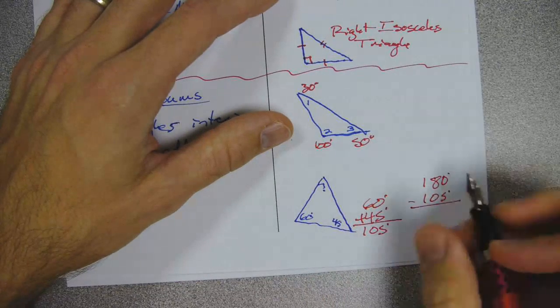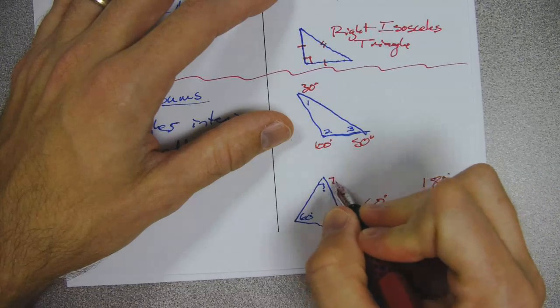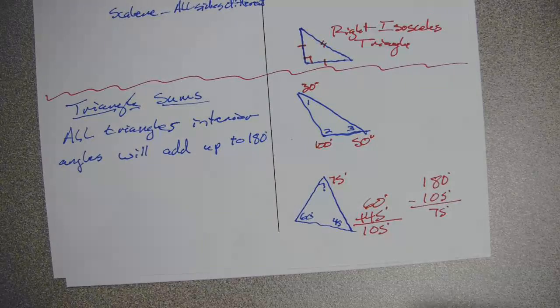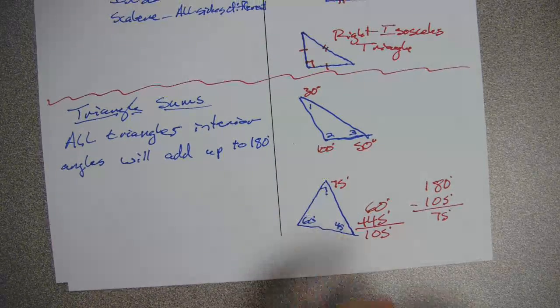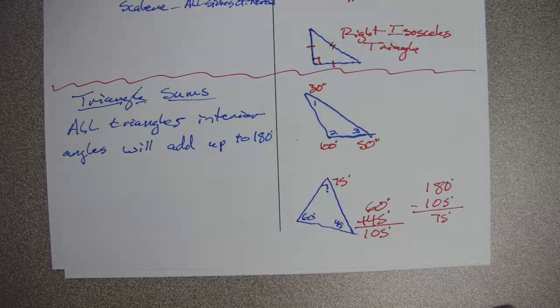So in this case, if I do that subtraction, I will get 75 degrees. So my missing angle here has to be 75 degrees. We'll do more of these in class dealing with triangle sums. Some of them are very straightforward, like you see here. Some of them get more algebraic, but we'll spend time practicing these and they won't be a big deal.